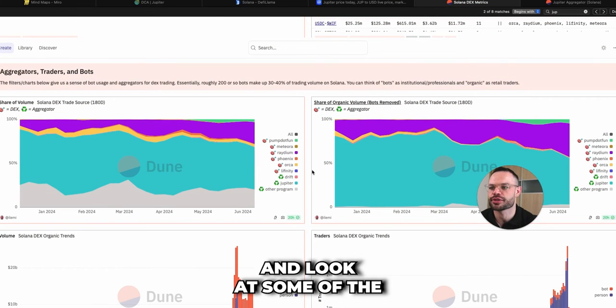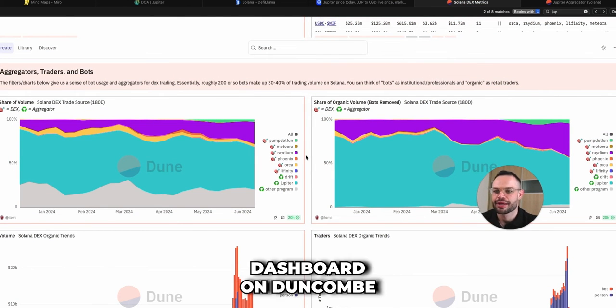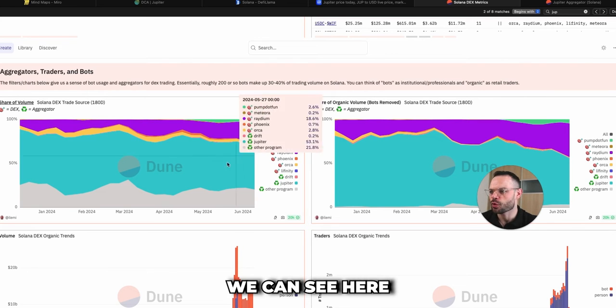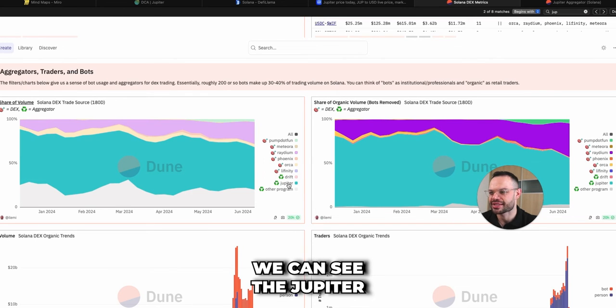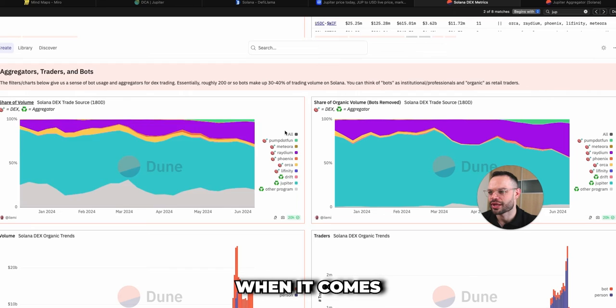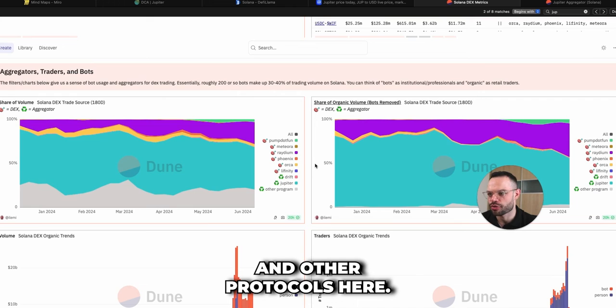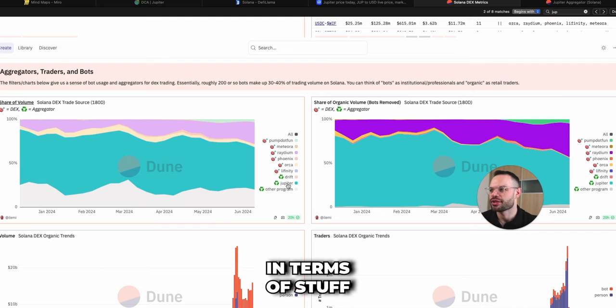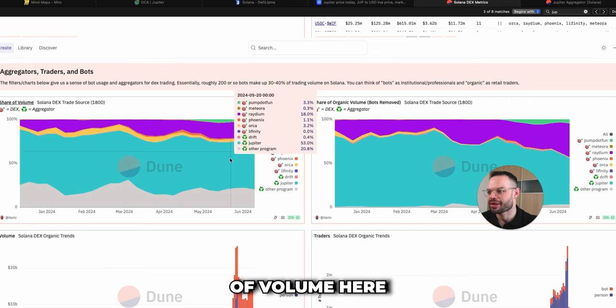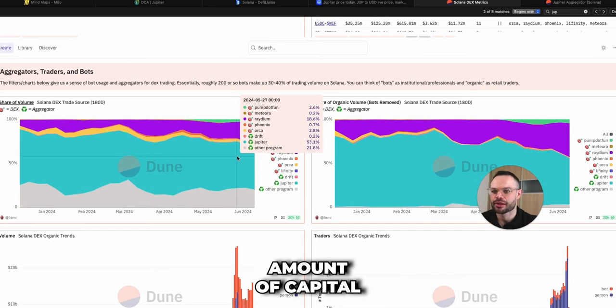And when we jump over and look at some of the statistics here in this Jupe dashboard on Dune.com, we can see here that when we break down the share of volume in terms of Solana DEX trades, we can see that Jupiter here in this green color is making up a huge amount of the volume that is happening across various DEXs when it comes to the Solana ecosystem. We can see some of the other DEXs like Raydium, Meteora, and other protocols here like Orca. They're not actually making up as much of the percentage volume in terms of stuff that's happening on Solana every single day. So Jupiter is making up a huge amount of volume here with the amount of capital flowing through its protocol.